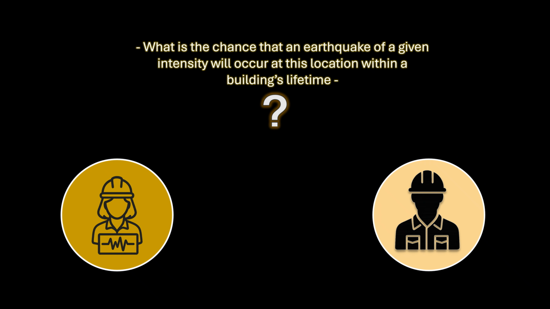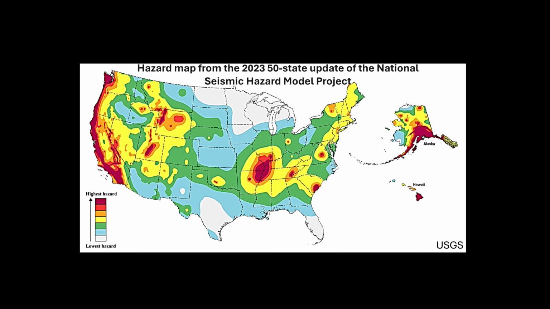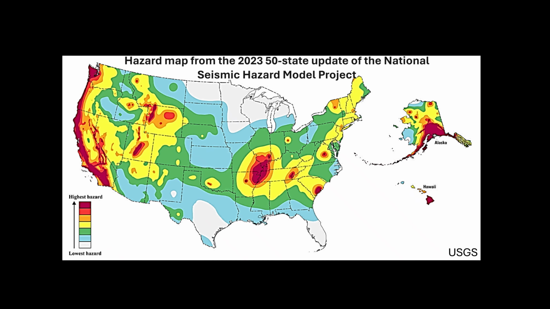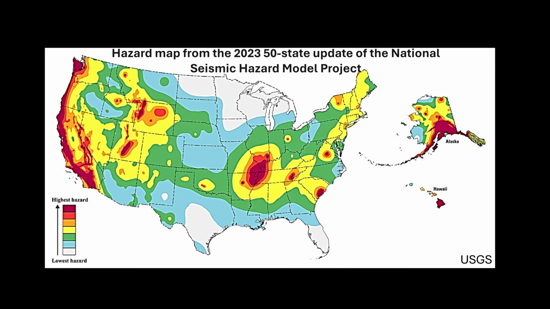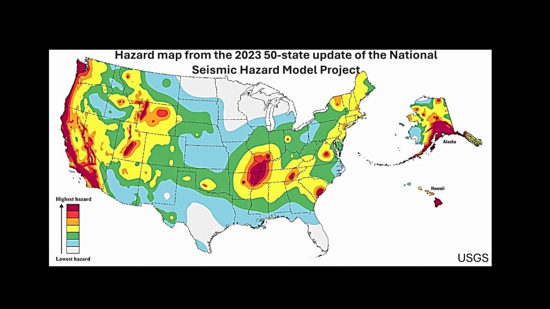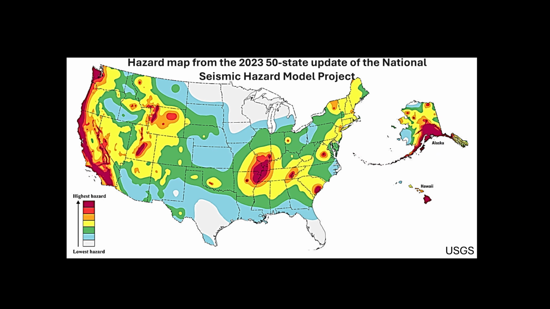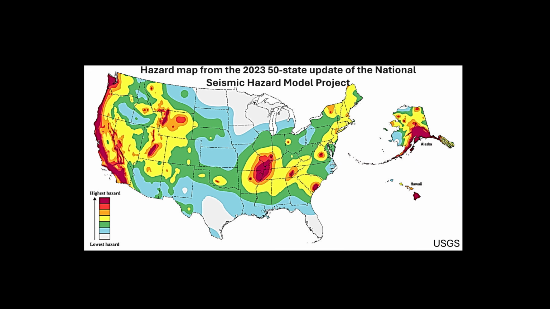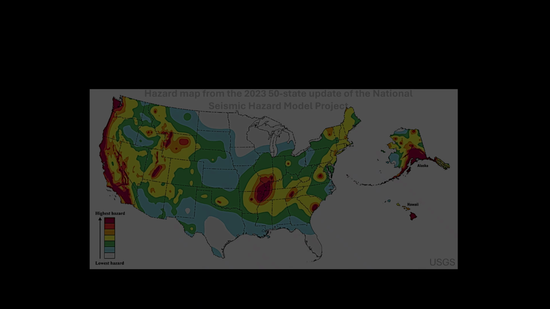This shift gave rise to probabilistic seismic hazard analysis and the development of national hazard maps by the U.S. Geological Survey. Buildings were now designed for earthquakes with a 2% chance of being exceeded in 50 years, which is an extremely rare but plausible level of shaking corresponding to a return period of 2,475 years.